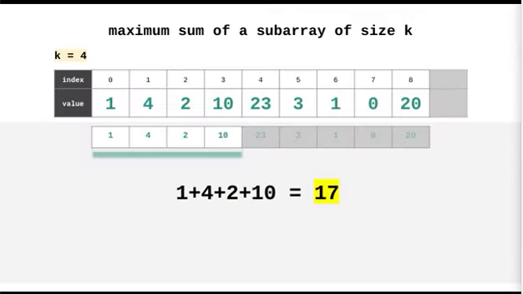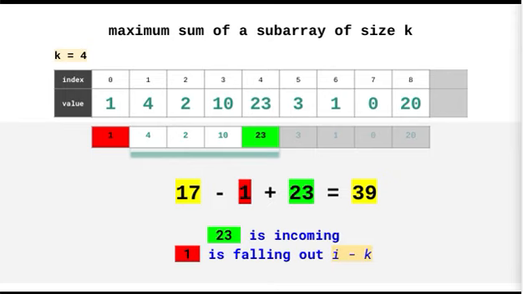So here's our first sum. We add these, this is our first subarray. So we add these up, we get 17. Now we move on to our second subarray. We're not adding all of these numbers up. We're simply dropping the number that falls out of range and adding the number that comes into range.